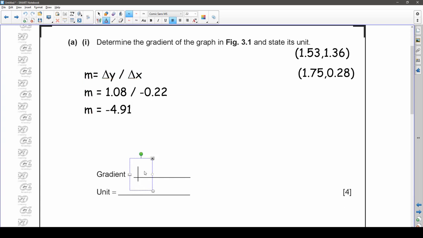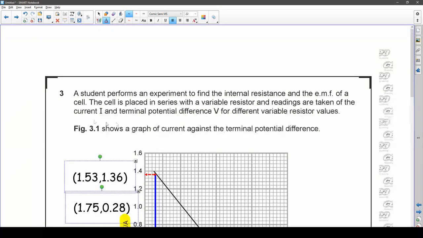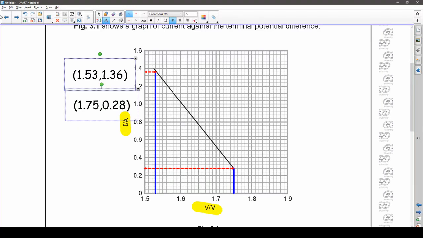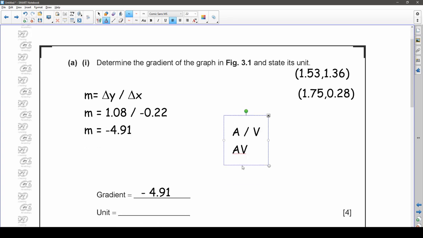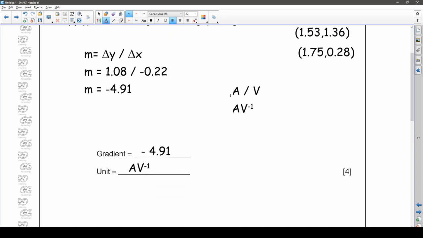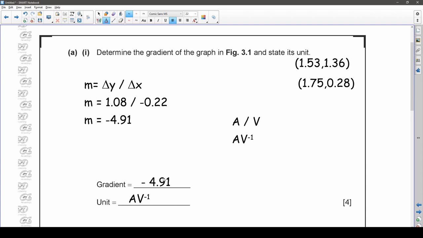So that gives me my gradient. So negative 4.91 is what I'm after here. And my unit. My unit is going to be my value of my y-axis divided by my value of my x-axis. So that is going to be amps divided by volts. Not enough to write the slash in this one, we have to put that in standard form, so that's A V to the minus 1. You could also have this as the volts over amps is an ohm, so it's the inverse of an ohm. You could have ohms to the minus 1, but keep it simple. Use the one that they've got, A V to the minus 1.